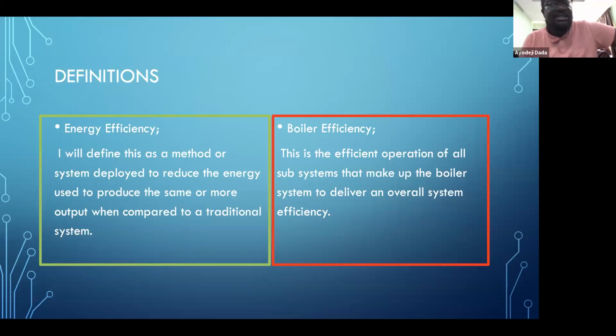What is boiler efficiency? I also define this as the efficient operation of all the other systems in the boiler, because the boiler itself has a lot of systems working together. All of the other subsystems must be made to work effectively and efficiently to deliver an overall system efficiency. Engineer Shoyeli has mentioned some of those systems and how to do that.